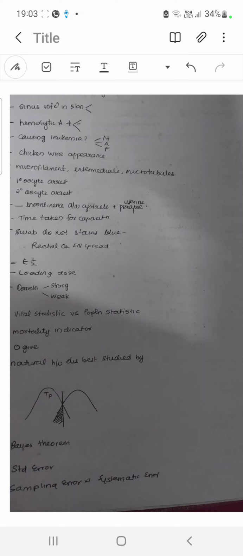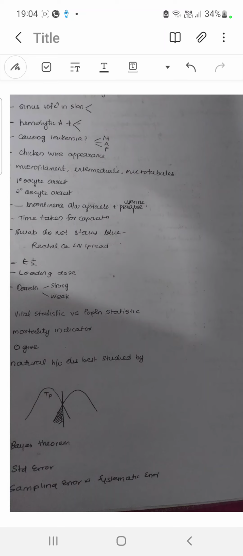Microfilament is actin, microtubule is tubulin, intermediate filaments are desmin and vimentin. Primary oocyte is arrested in prophase of meiosis 1. Secondary oocyte is arrested in metaphase of meiosis 2. Incontinence associated with cystocele and uterine prolapse is stress incontinence. Time taken for capacitation is around 6 to 8 hours. If the swab does not show blue staining, then it is ureterovaginal fistula. Rectal carcinoma with lymph node spread: first you have to do chemoradiation, then only surgery.